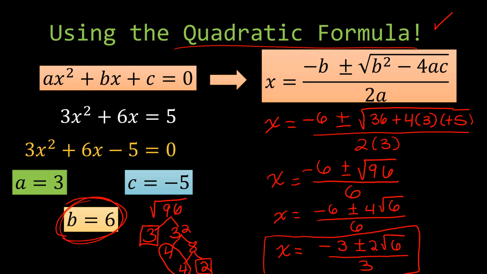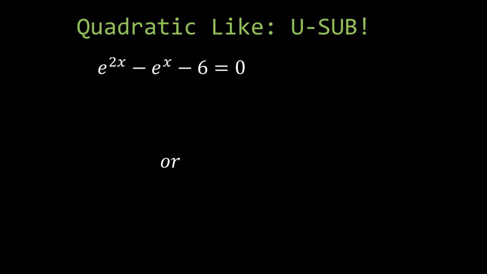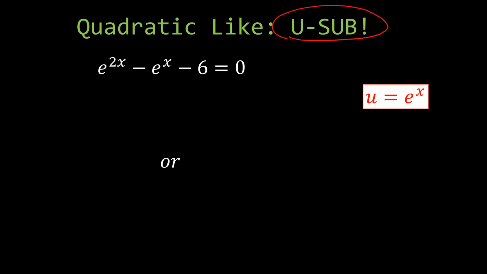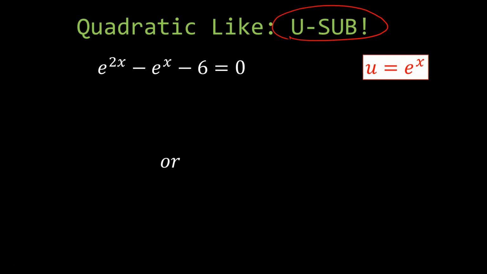Now, sometimes you will see things that look like a quadratic. Okay, so stare at that: e to the 2x minus e to the x minus 6 equal to 0. It looks like a quadratic. Maybe it is. Can we turn it into one? And the answer is yes. How? U substitution. Let u be e to the x.